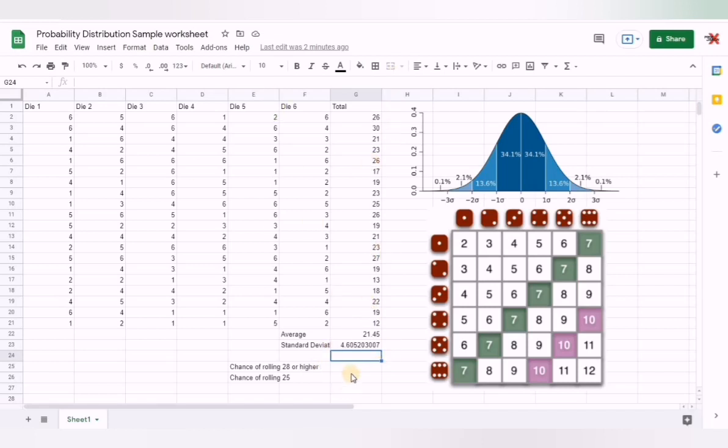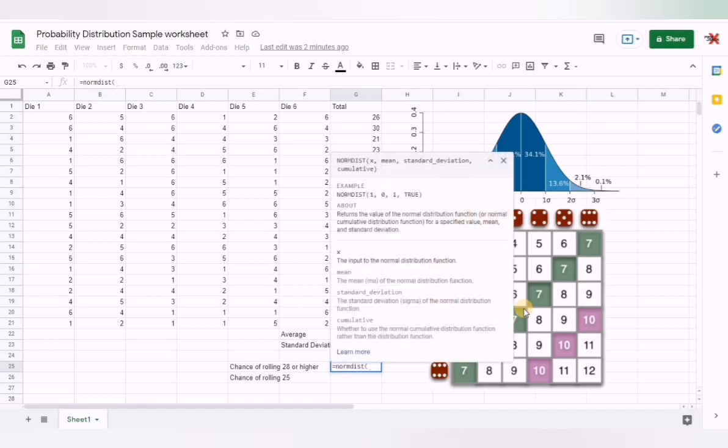Okay. In order for us to do that, all we have to do is just write in the formula, NORMDIST. NORMDIST is for the normal distribution function. So as you can see, this function is already an available formula in Google Sheet. Okay? So, open parenthesis. First, it asks you X, or what is the number that we are trying to determine, the input to the normal distribution function. In this case, we are trying to determine 28 or higher. So you are going to put in 28 as our X value.